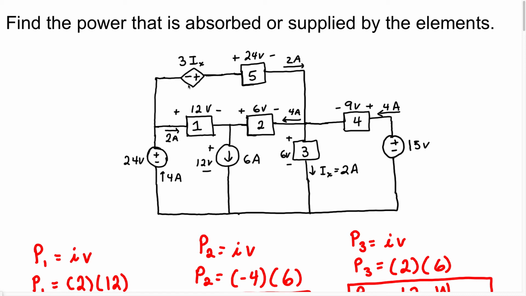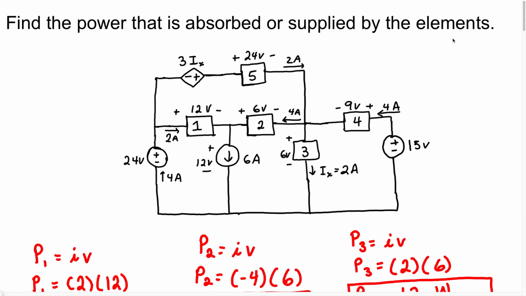So let's calculate the power of this source. This is a current-dependent voltage source. So we have 3Ix, so the value of this source is dependent on the current Ix. Now let's look at our circuit to see whether they give us the value of Ix or whether we're going to have to calculate it. When we look around this circuit, we see we have the value of Ix, and that's going to be right here. So Ix equals 2 amps.